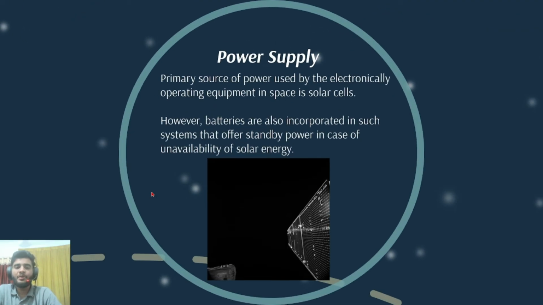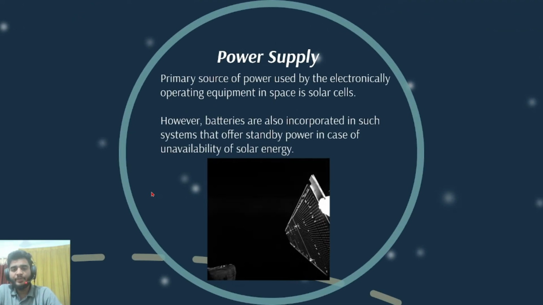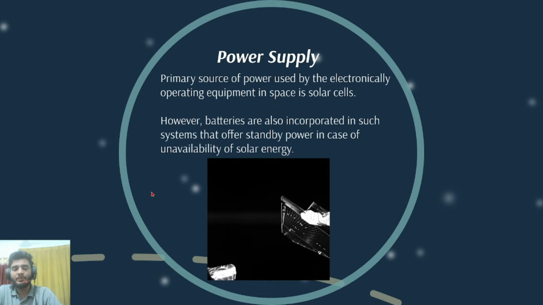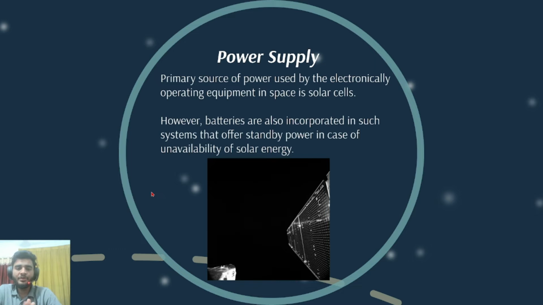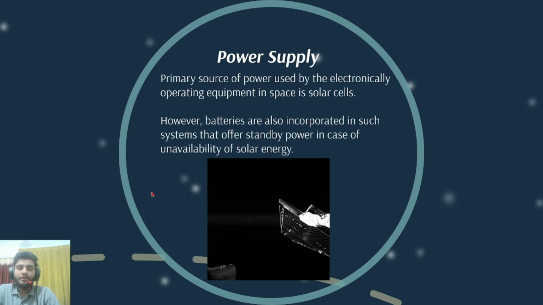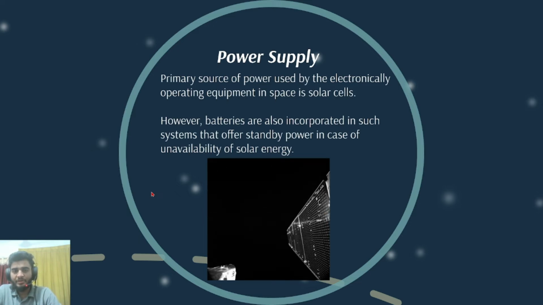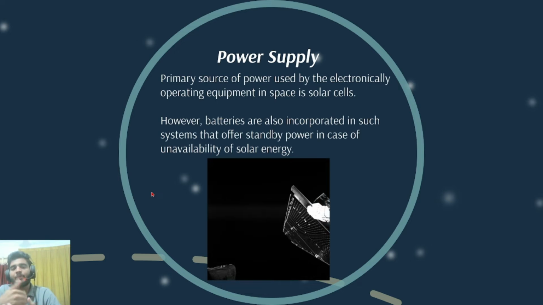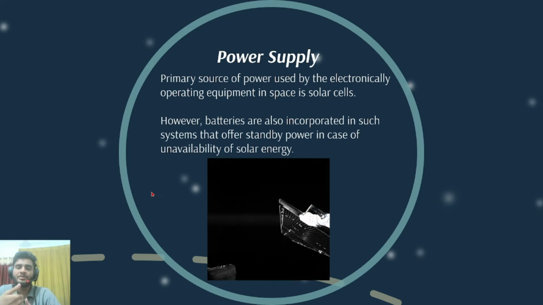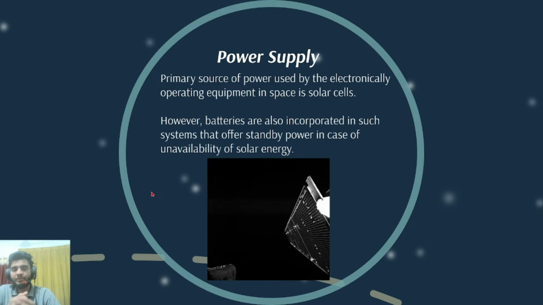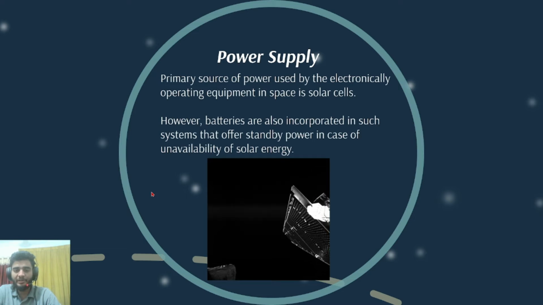First one being the power supply. The primary source of power used by the electronically operating equipment in space is solar cells. However, batteries are also incorporated in such systems that offer standby power in case of unavailability of solar energy. A single solar cell cannot power the whole satellite, so in order to power the whole satellite, the solar cells are arranged in a matrix order in series and parallel.